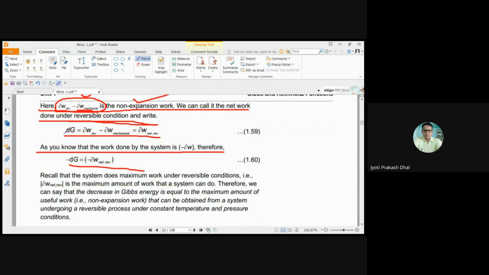And if we write dG equals δW reversible minus δW mechanical, that is equal to δW net reversible. You know that if work is done by the system, there will be a negative sign. So in that case we will write minus dG equals minus δW net reversible. If work is done on the system, we can simply write this one. If work is done by the system, we can write this.